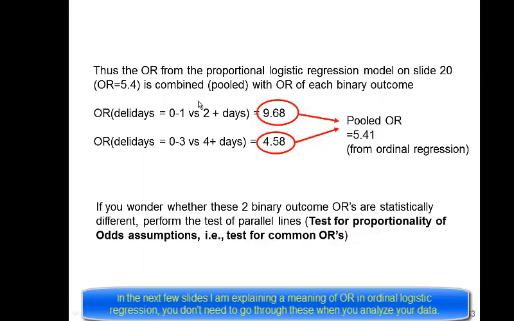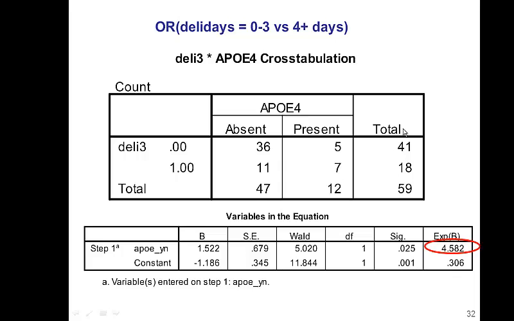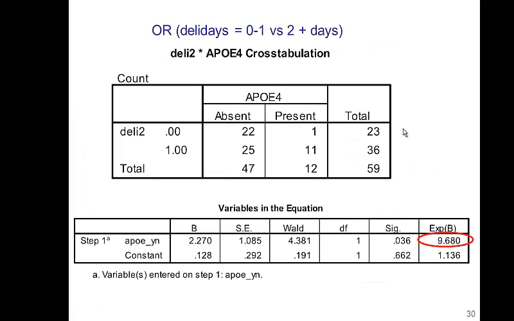And since it's hard to show both odds ratios in the paper, by the way, if you cut your outcome between 1 and 2 days, the odds ratio is 9.68. But if you cut between 3 and 4 days, the odds ratio is 4.58. That makes the story too complex. So why don't we pool and just show one number for the result. And when we pooled, the odds ratio is 5.41. That's what SPSS computed using ordinal regression.